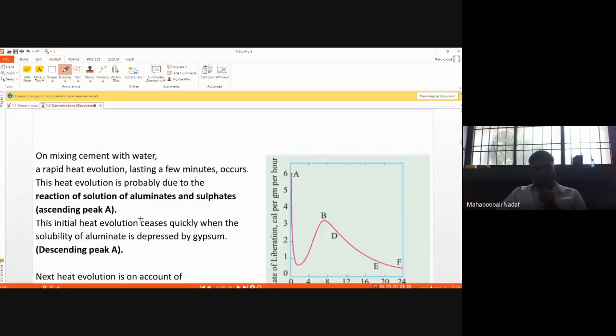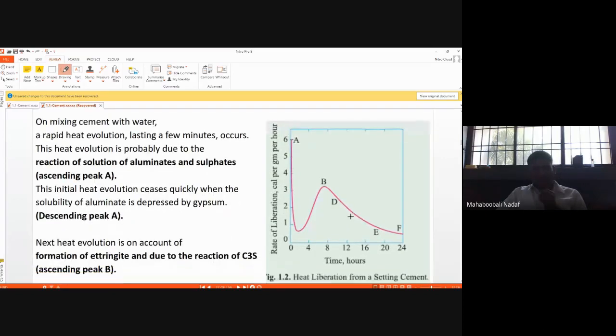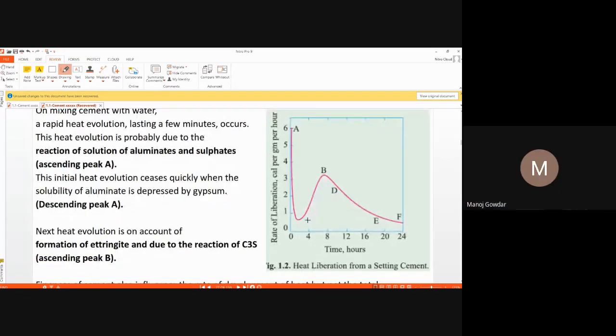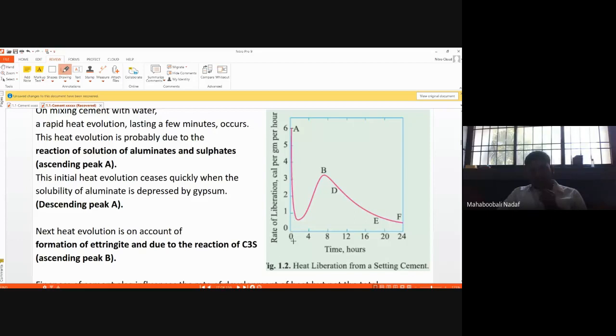Now see this diagram here. The graph is visible. Here in the x-axis there is time. The x-axis denotes the time. Zero means what? You have not added water to the cement. After adding the cement, you start counting the time on the x-axis.